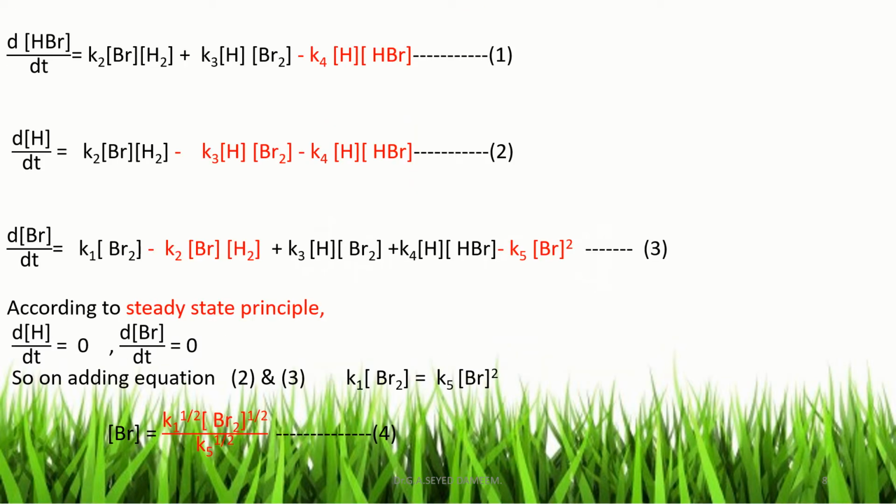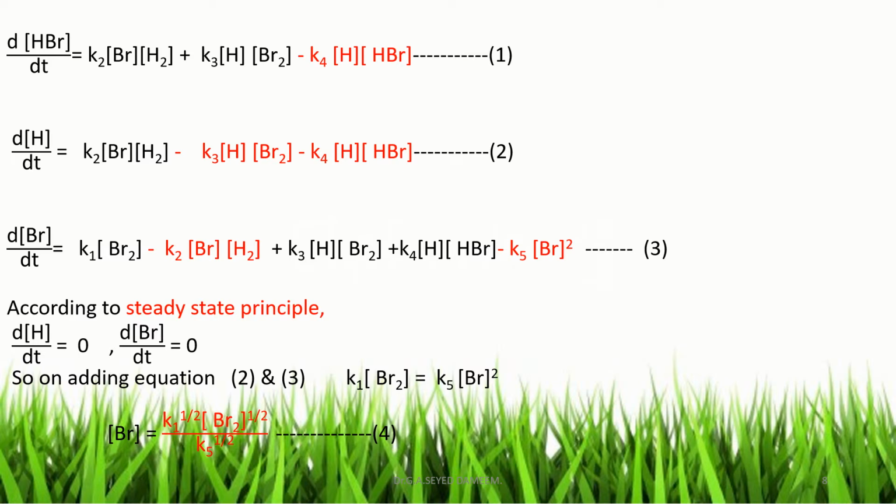Net rate of formation of HBr, that is d[HBr]/dt, is equal to K2[Br][H2] plus K3[H][Br2] minus K4[H][HBr]. In the second step and the third step, HBr is formed, and in the fourth step, HBr disappears. So positive signs indicate formation and the negative sign indicates disappearance. So the net rate of formation of HBr is given by K2[Br][H2] plus K3[H][Br2] minus K4[H][HBr]. Let this be equation 1.